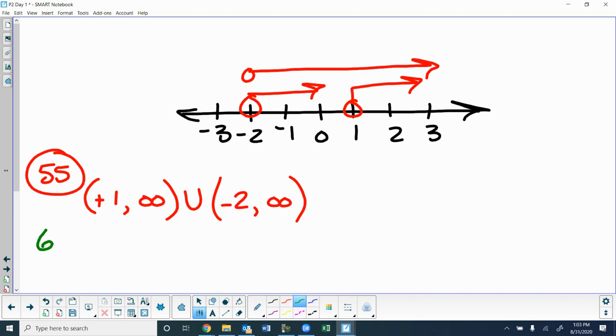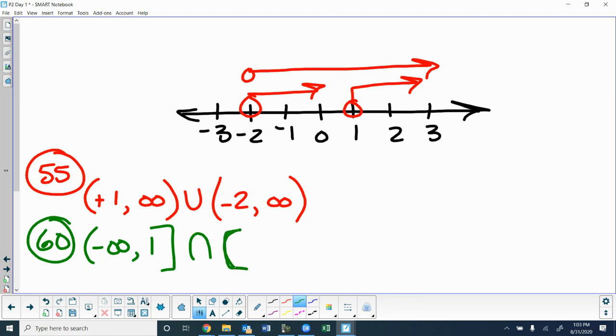The green one, 60, was -infinity to 1, and then the bracket means including the 1, intersect of brackets, the 1 to infinity, like that, wasn't it? Okay, so when I do that, I have a solid dot at 1, sorry, and going left, bad arrow, huh? And then here a solid dot at 1, going right.